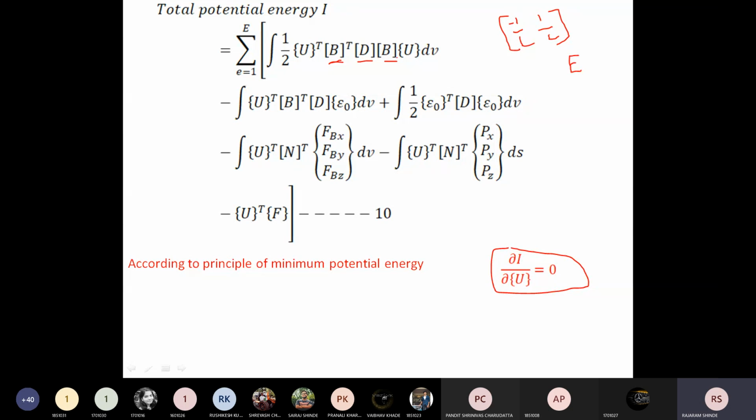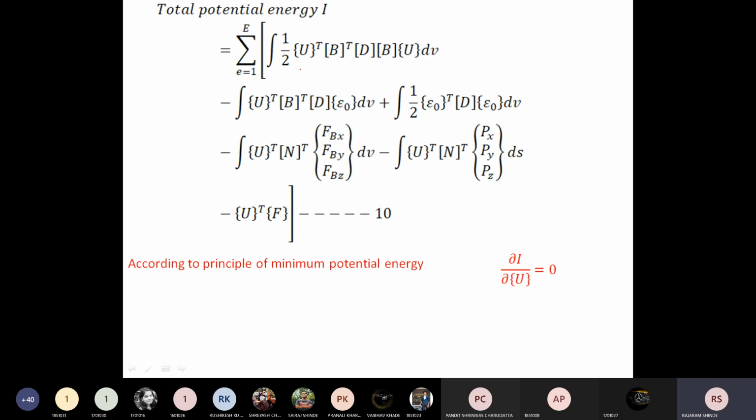Now this term B transpose D B is a constant term. That means the product of these three matrices is constant. Again in the second term, B transpose D epsilon 0 is constant. Here in epsilon 0 D epsilon 0, there is no u term. This is a constant term, and this is also a constant term. So now your potential energy is a function of u only. Therefore, we have to differentiate with respect to u and equate with 0. Now this is known as the principle of minimum potential energy.